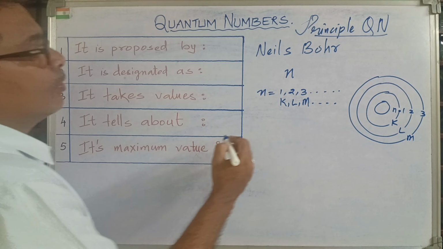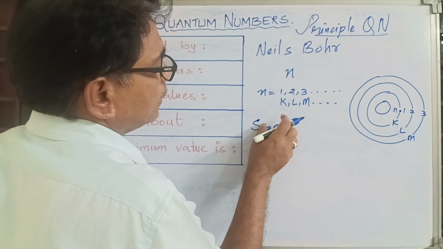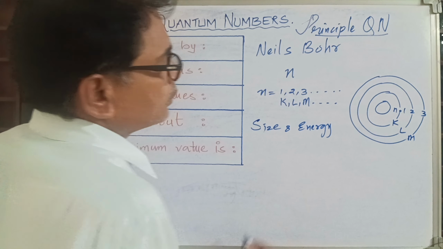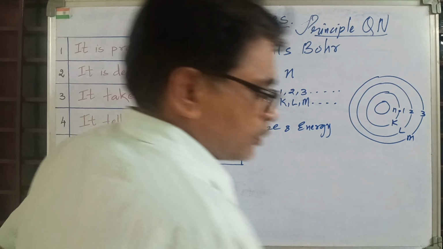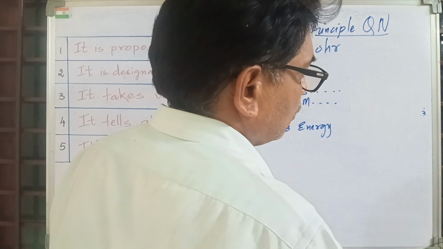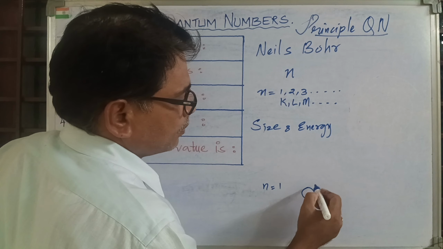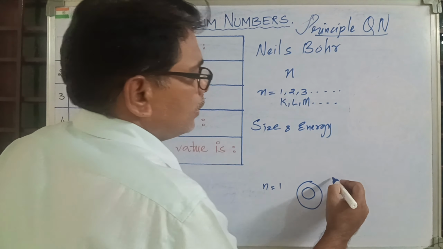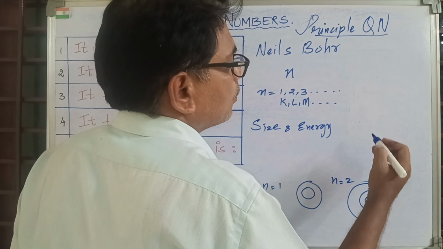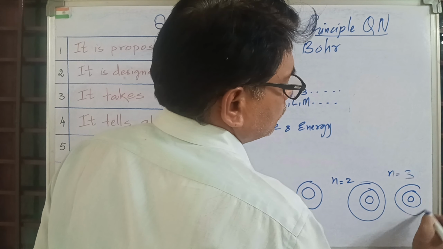Now what does it tell about? It tells us about size and energy. What do you understand by this? I will give you an explanation. Size and energy means what? Suppose n = 1, this is the shape for n = 1. Now n = 2, this is the shape for n = 2. Suppose it is n = 3, then it will be 1, 2 and 3.